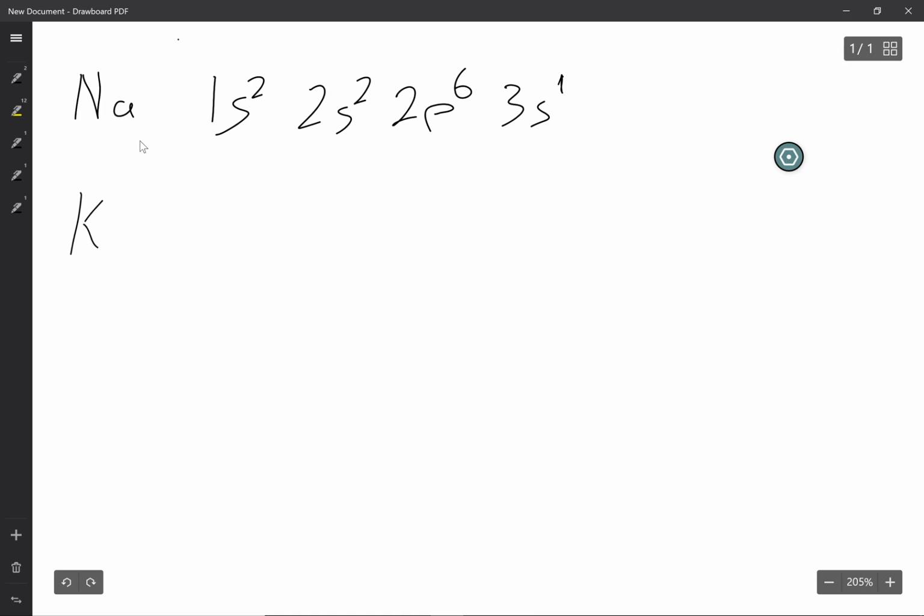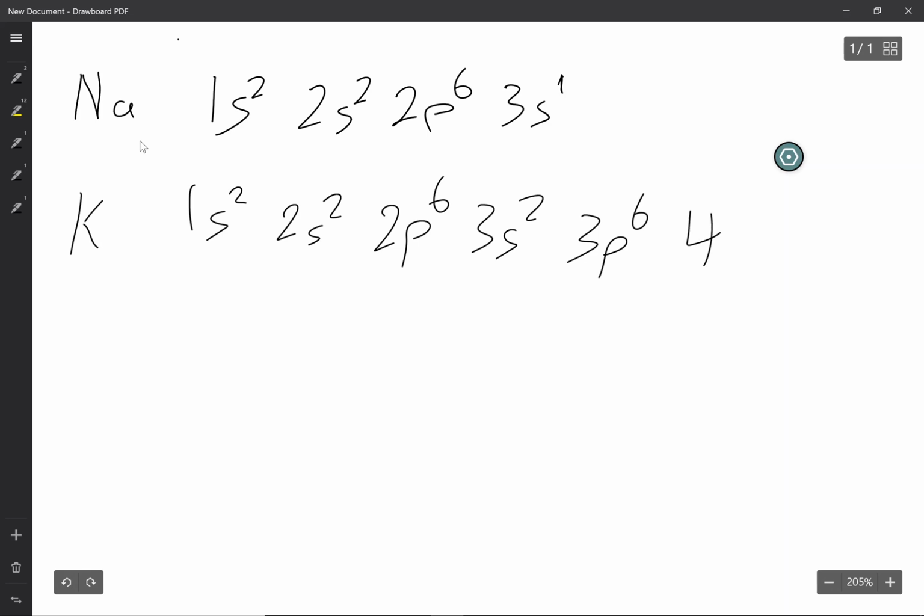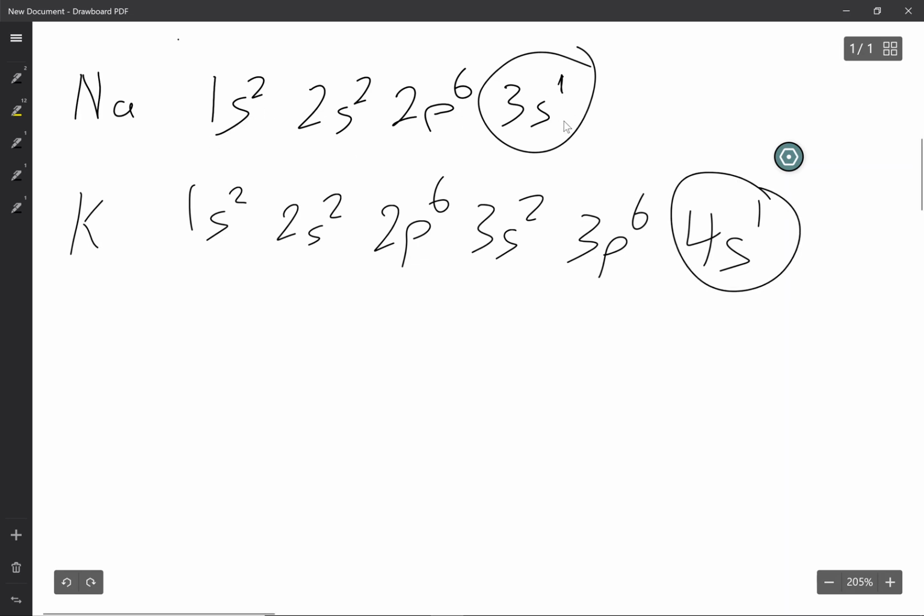Now, if we look at potassium, we see 1s2, 2s2, 2p6, 3s2, 3p6, 4s1. You've probably noticed it when you did yours, but the thing that is the same is this last electron here, right? In the highest energy level, we have 1 electron in sodium. In the highest energy level here, energy level 4, we have 1 electron. Both of these have 1 electron.